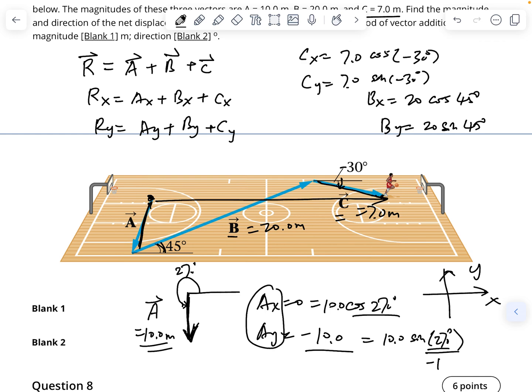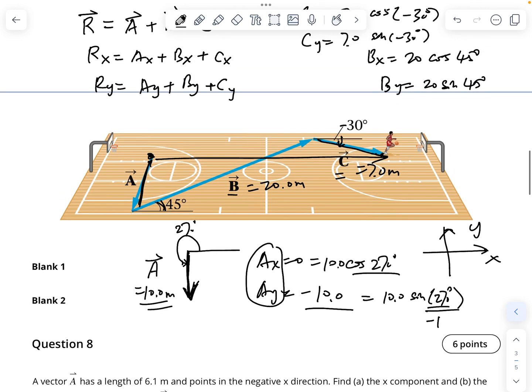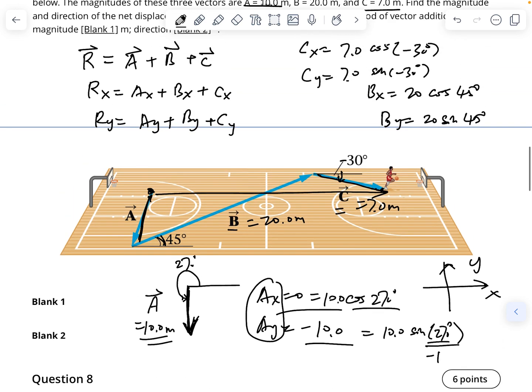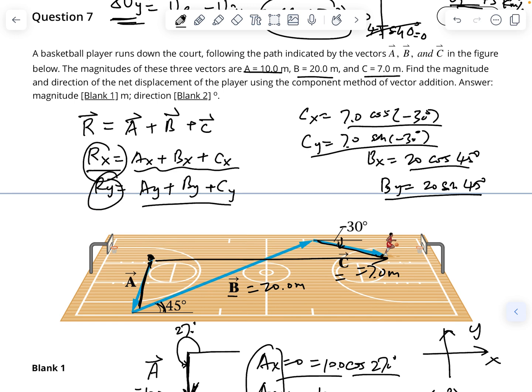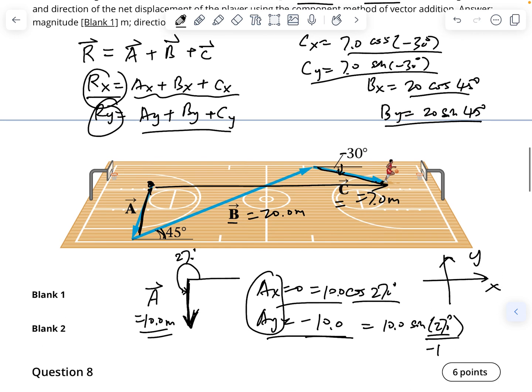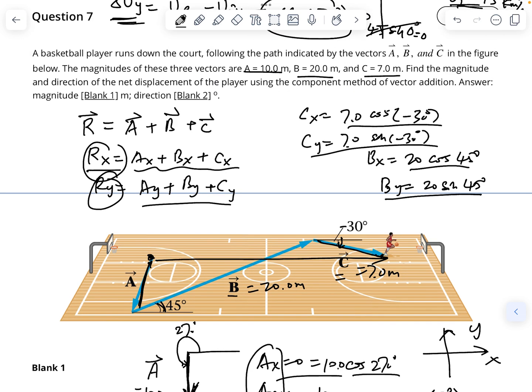All right, so just plug Ax, Bx, Cx into this equation, find Rx. Same thing, you find Ay, By, Cy, plug here, find the Ry. Okay, these are the resultant components of the vector, right? Then it asks you about the magnitude and the direction of the net displacement.